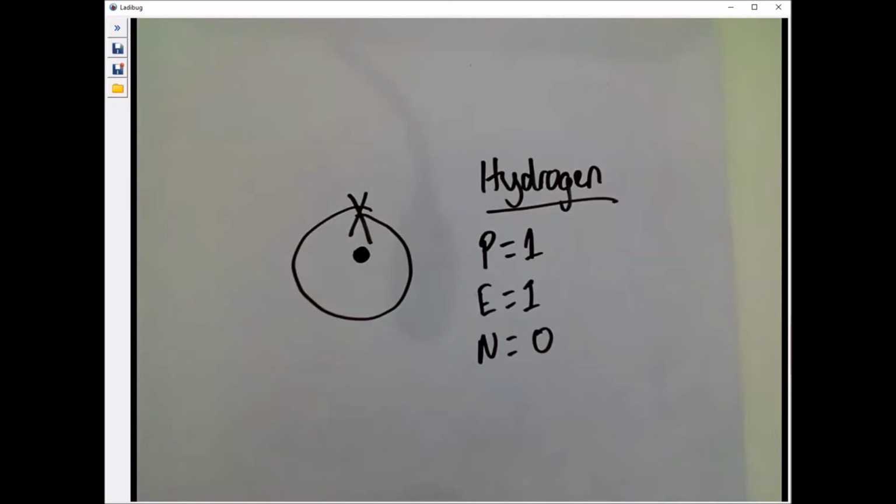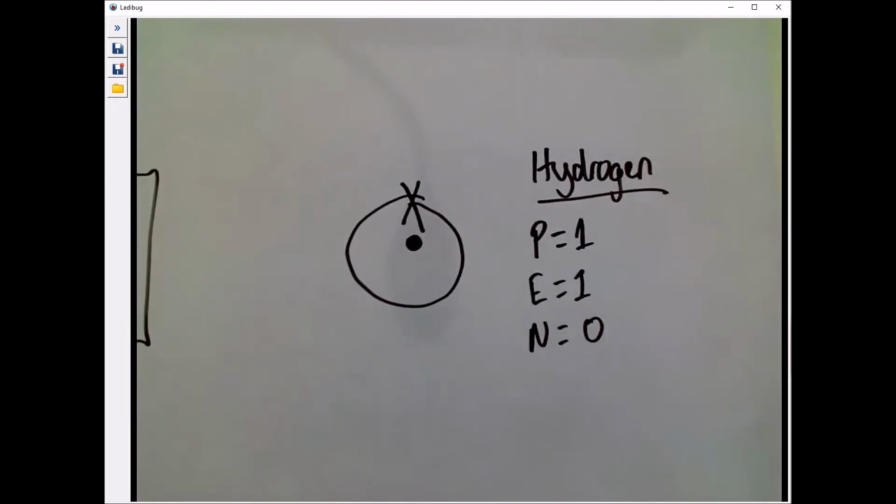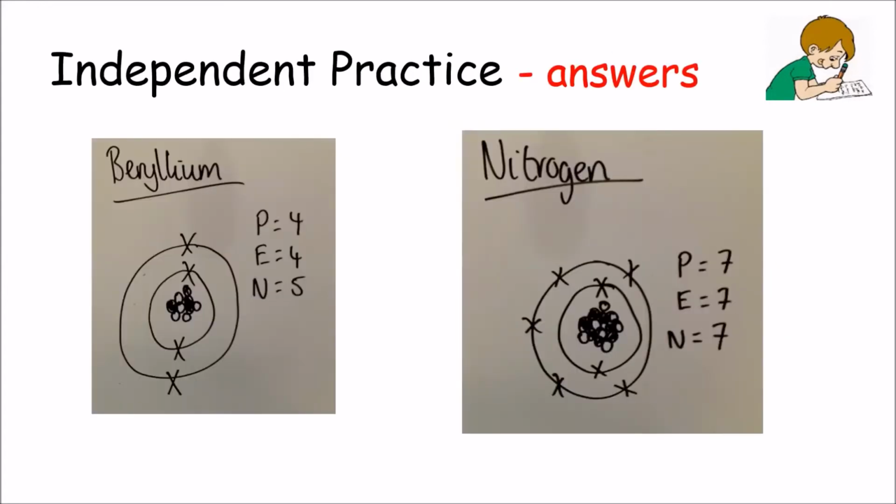What I'd like you guys to do now is have a go. You can use the periodic table to do this. I'll flick it up, but I want you guys to have a go at drawing out some atoms yourselves. Okay, so just 5 atoms there. Have a go at drawing those out. Pause here, have a go at that, and then answers will pop up. Okay guys, so hopefully you got those right. Here's 2 for you to check now.